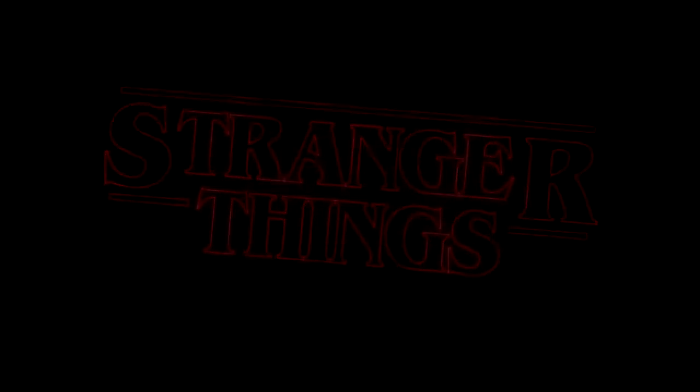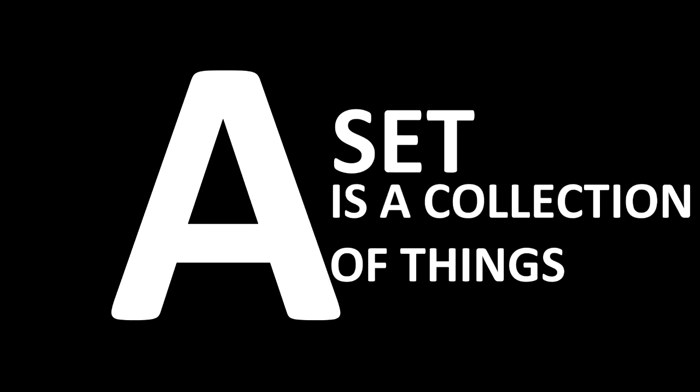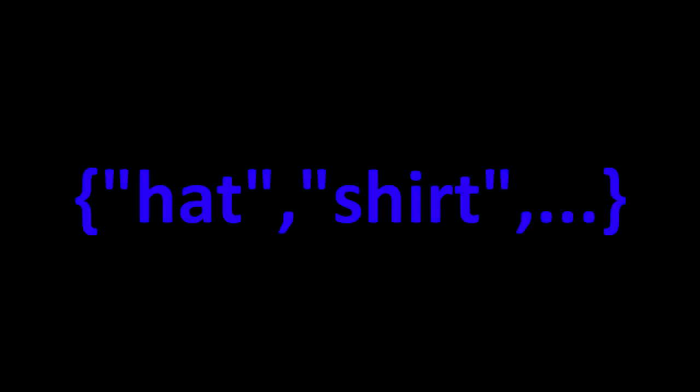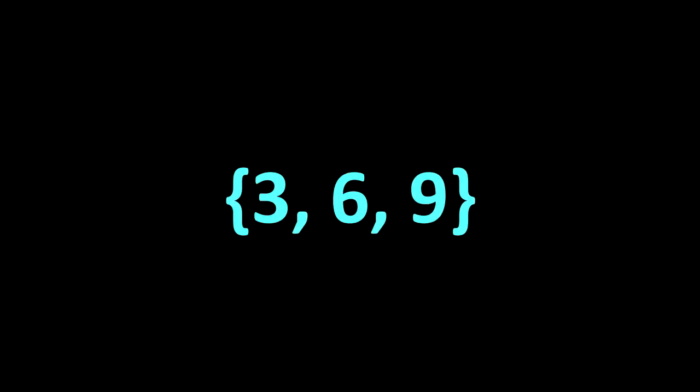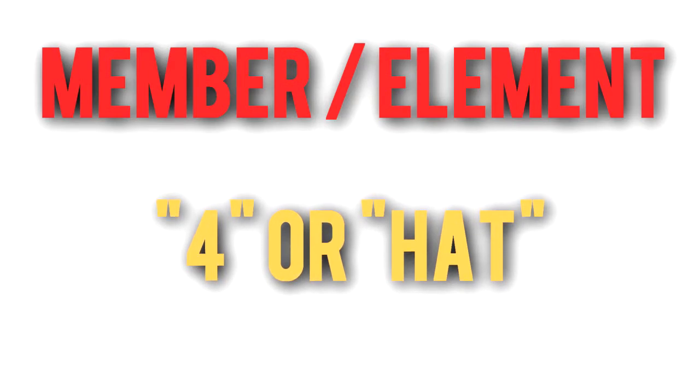So we need something more powerful, and that is where sets come in. A set is a collection of things. Here are some examples: set of even numbers, set of clothes, set of prime numbers, positive multiples of 3 that are less than 10. Each individual thing in the set, such as 4 or hat, is called a member or element. So, a function takes elements of a set and gives back elements of a set.